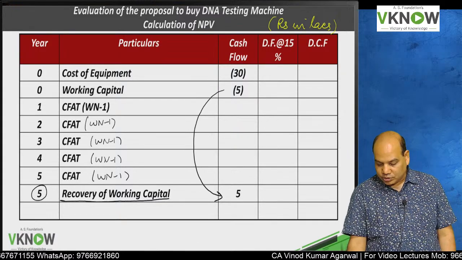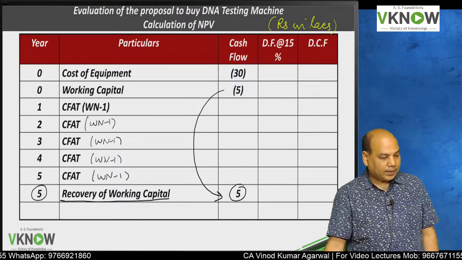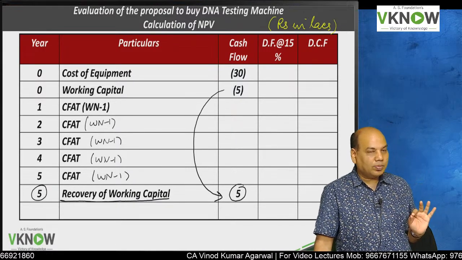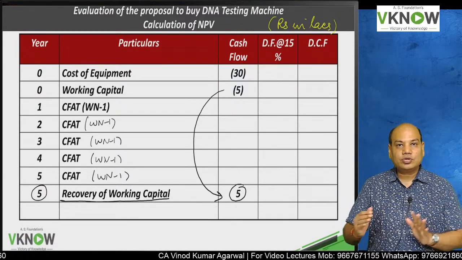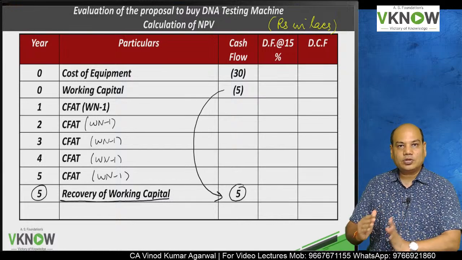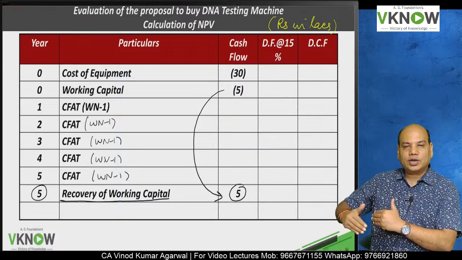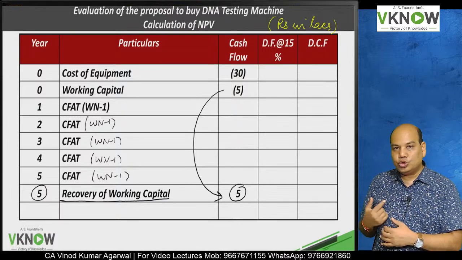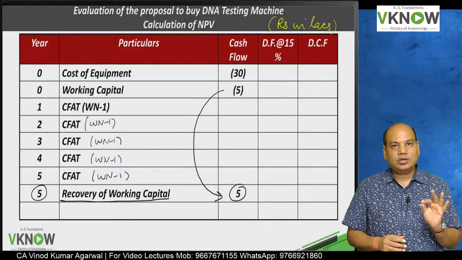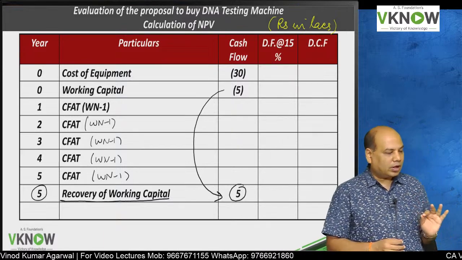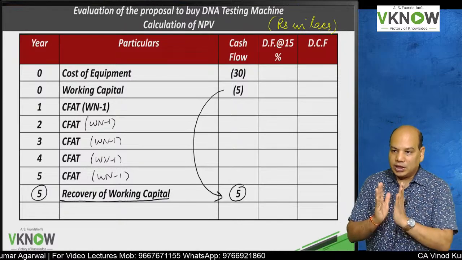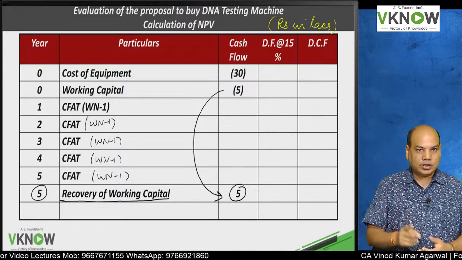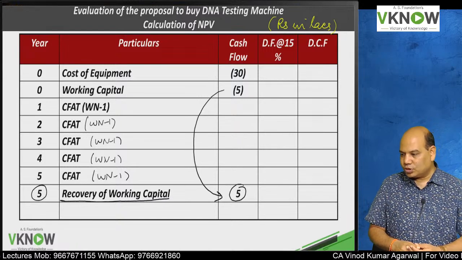Now there are two answers possible here. One answer is 5. Working capital is not subject to inflation. Second answer can be working capital is also subject to inflation, and in that case we'll have to find out what will be the inflated value of that working capital. Usually, unless otherwise specified, we take the same value. We assume working capital is not subject to inflation, but some problems may give you that also. In that case, we will take the inflated value of working capital. I will give you a note for this. Don't worry. This question is subject to certain assumptions.